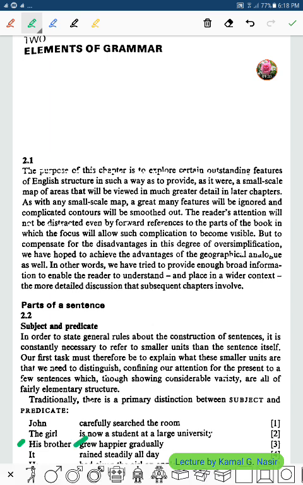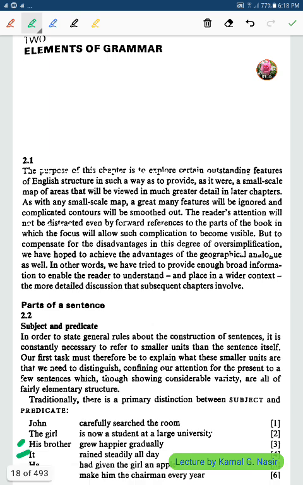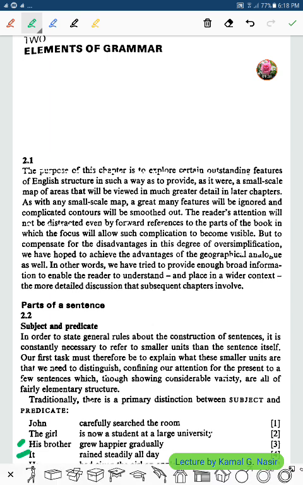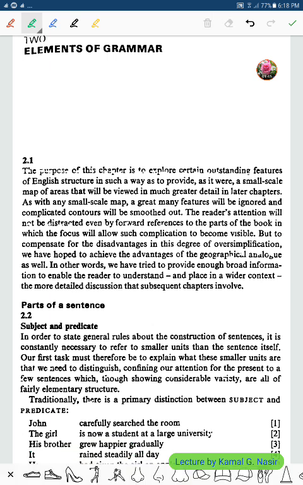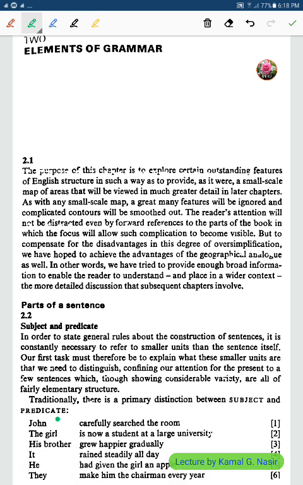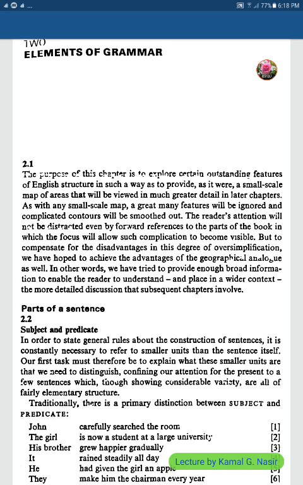The predicate. In the next sentence, it rained steadily all day. What is the subject? The subject is it. And the predicate is what? Rained steadily all day. He had given the girl an apple. Where is the subject? The subject is he. And the predicate is had given the girl an apple. In the last sentence, they make him the chairman every year. They is the subject and make him the chairman every year is the predicate.